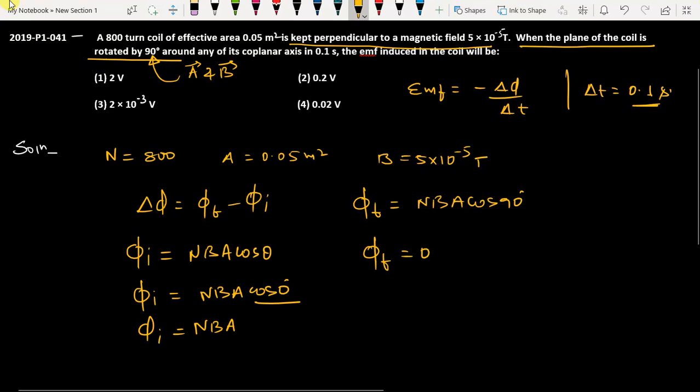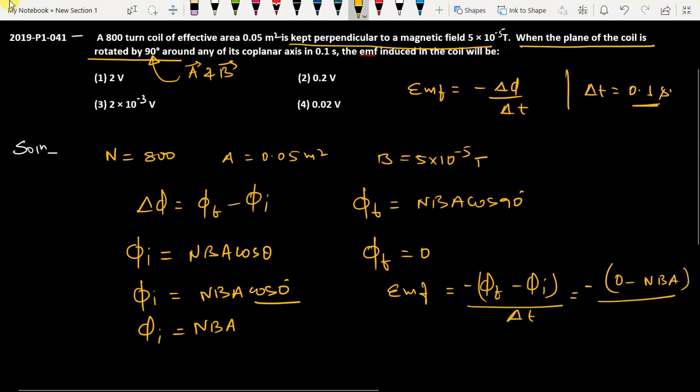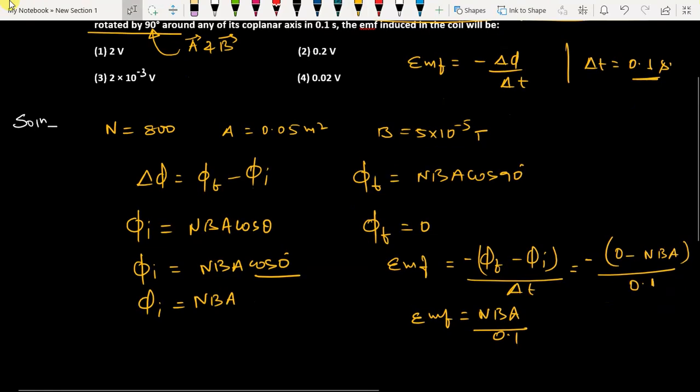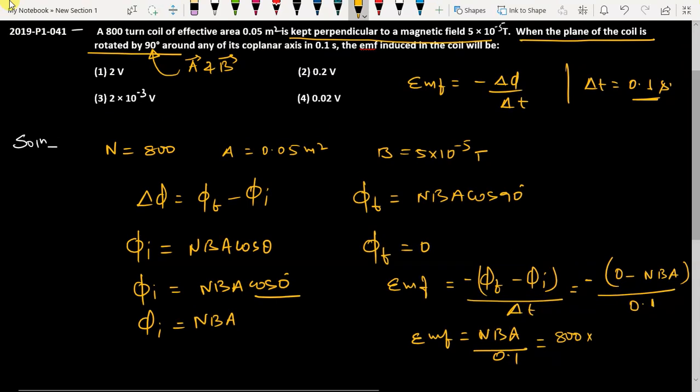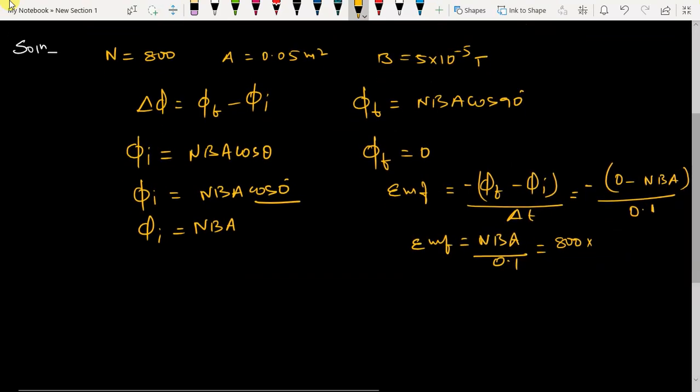Now just put the values here. EMF will be flux final minus flux initial with a minus sign here by delta t. That means this is minus, flux final is 0, minus NBA divided by delta time, which is 0.1, right? Now this minus minus will become plus, so the EMF will be NBA by 0.1. So what we can do now, we can just put the values. N is 800, and what is B? B is given to us. B is 5 cross 10 to the power minus 5 Tesla. So we can just put the values here.